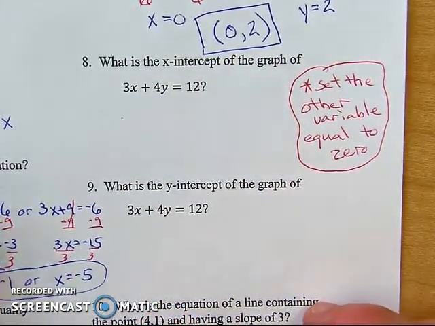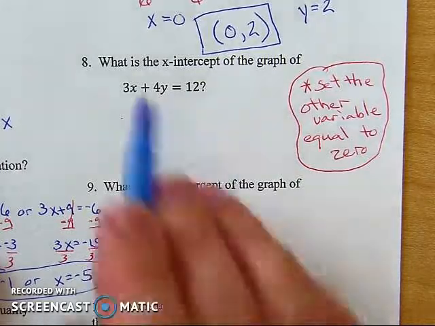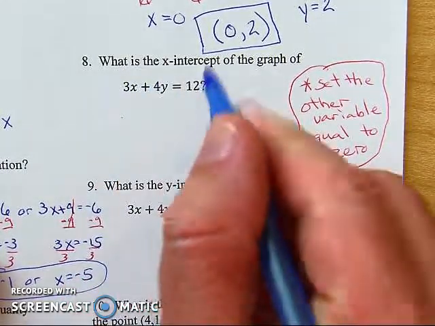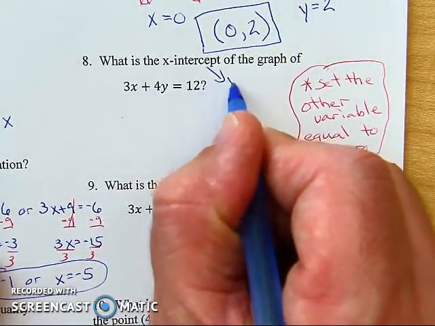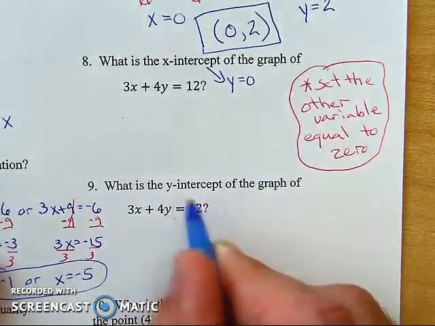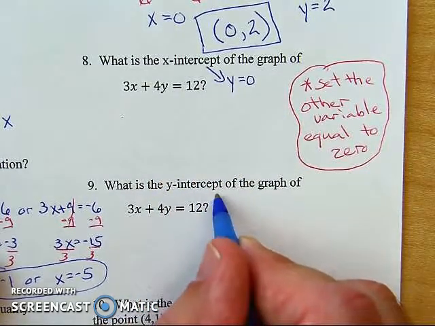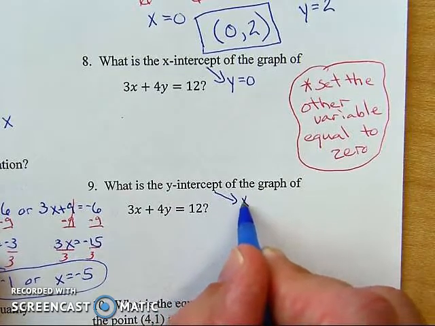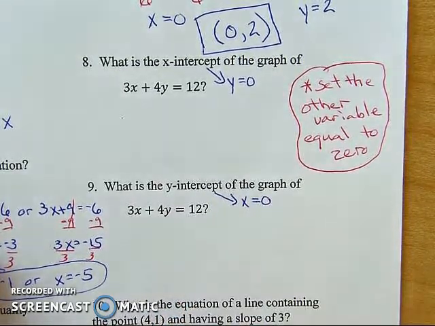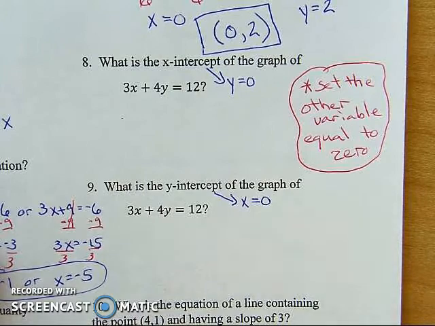Okay, so we're going to set the other variable. So if I want to get the x-intercept, that means I want to set y equal to 0. On the next one, I'm finding the y-intercept, so I want to set x equal to 0. That's really all I have to do.